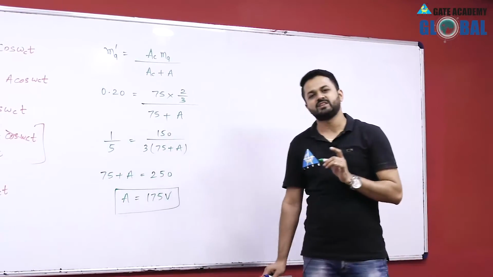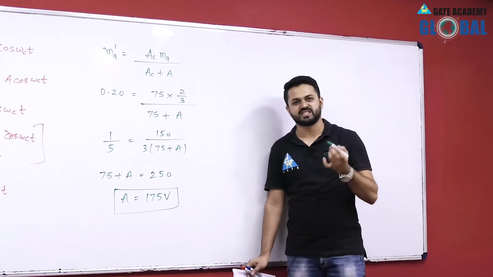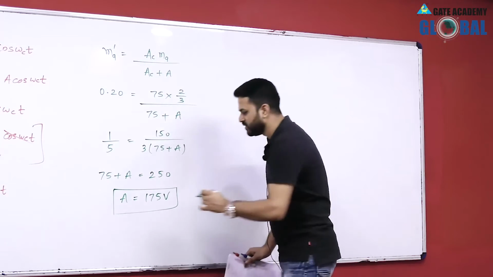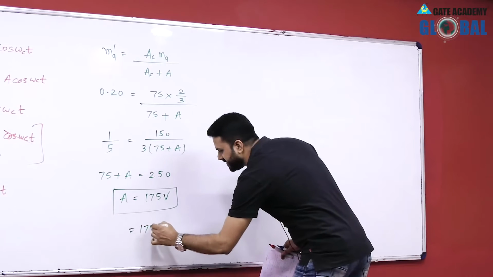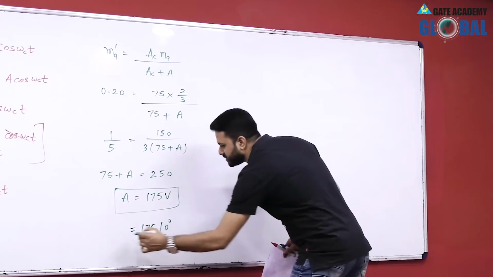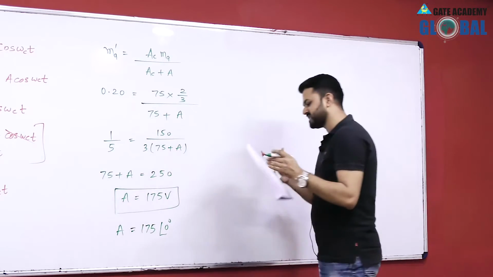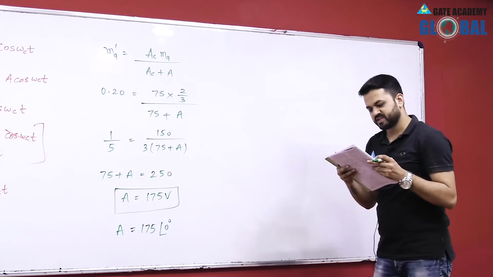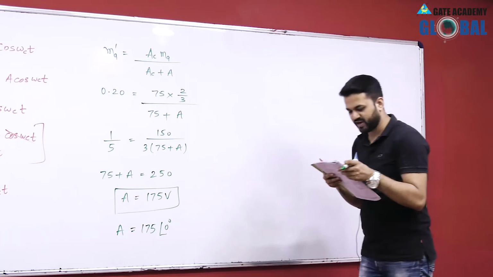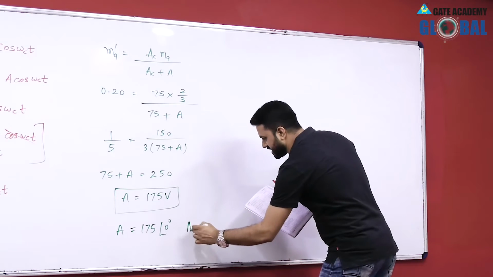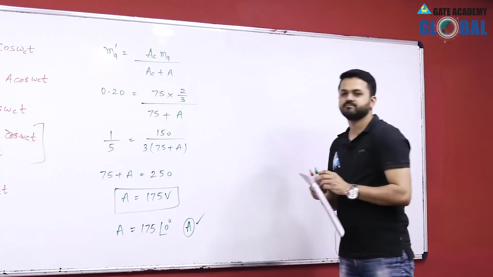The positive value of carrier amplitude shows that the phase shift is 0. Hence we can write 175 at an angle 0. So the amplitude of this additional carrier is 175 and 0. That means the correct answer is option A.